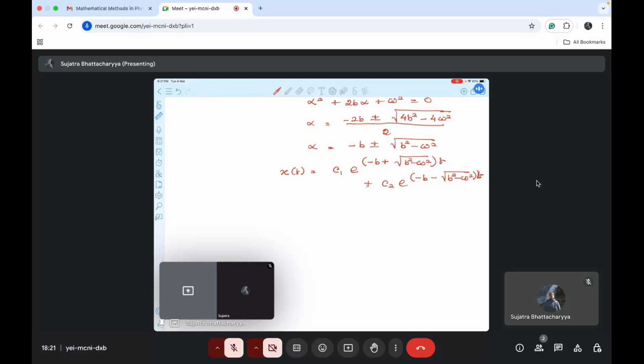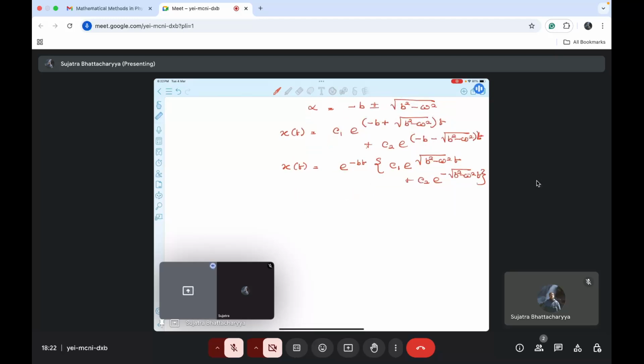Great. Now, what we do is that we just write it once again. X of t as e to the power minus bt, I am taking common. So I can write c1 e to the power root over b square minus omega square t plus c2 e to the power minus root over b square minus omega square t. Great. So are we finding out the oscillation here? Well, looking at the expression, we can see that some kind of damping is happening, but with exponential growth and exponential decay. We are not finding any oscillation. But can we generate any oscillation in this particular system? Maybe. Let's see what conditions are required.